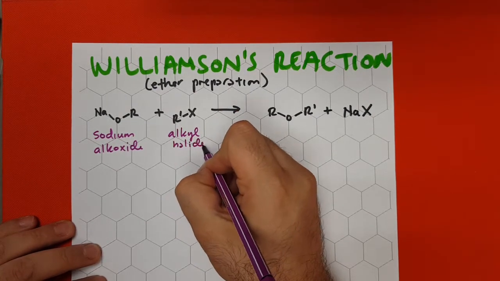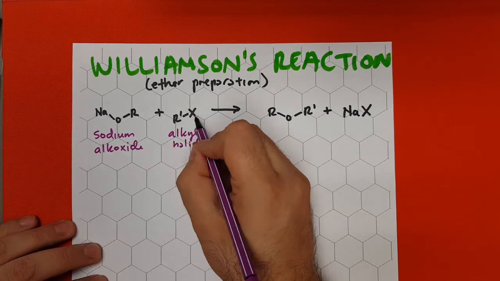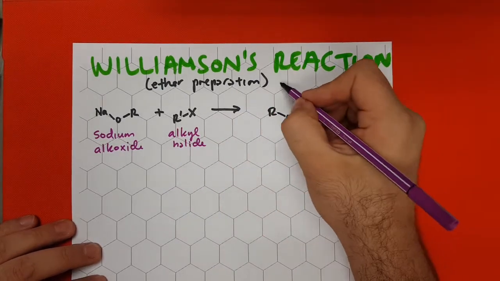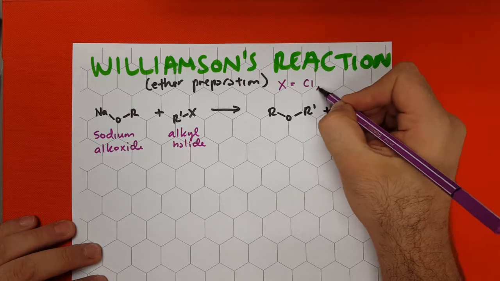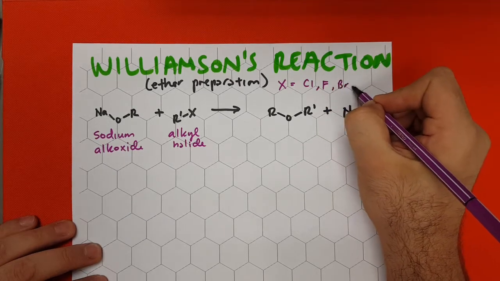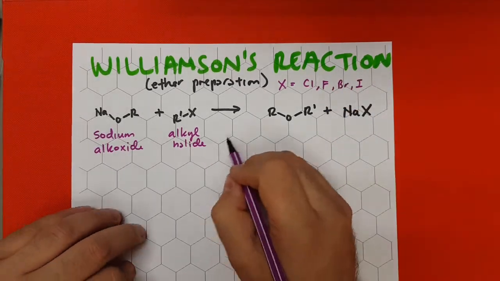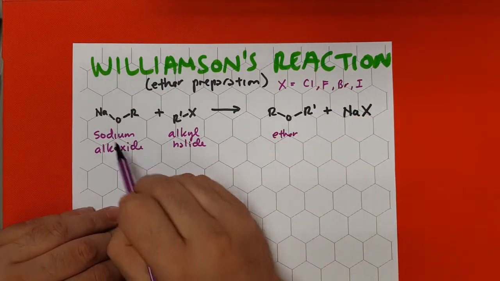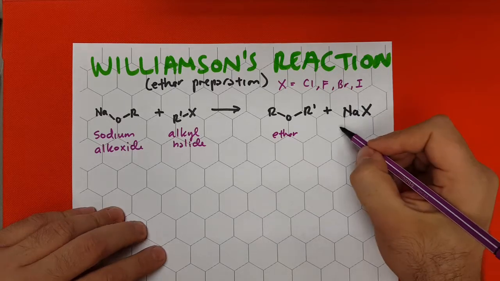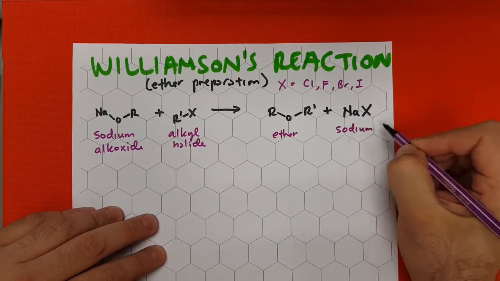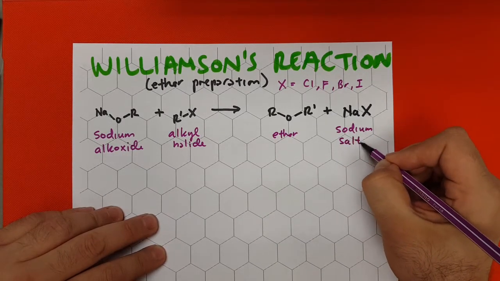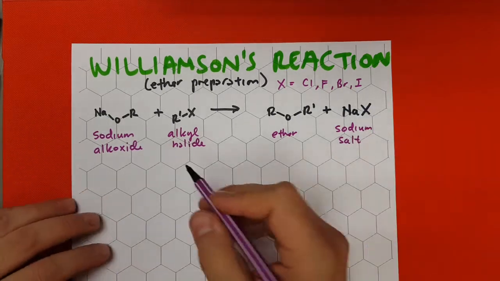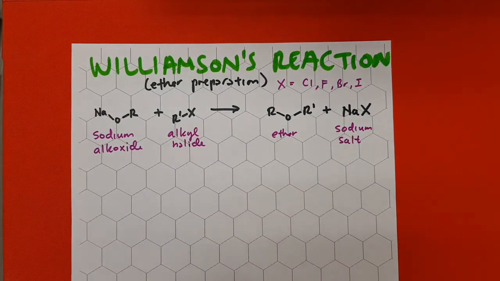where we are using the alkyl represented by R hyphen and the X is any halogen. Remember, X can be chlorine, fluorine, bromine, or iodine. And these react to produce an ether, where we get both of the branches attached to the oxygen, plus a sodium salt. An inorganic sodium salt, which is where the halogen goes. This reaction is a double replacement reaction.